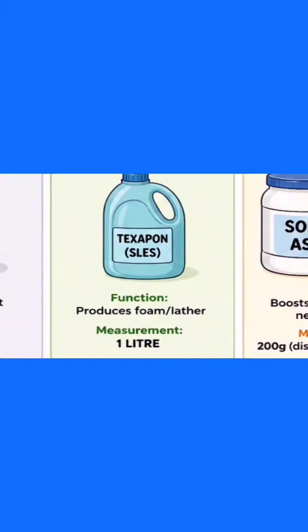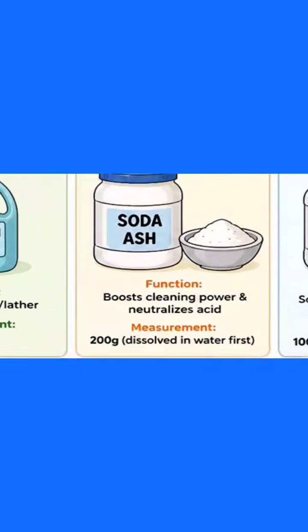Then number two is the Texapon, which is also called the SLS. Texapon produces foam and lather. It is what helps the soap to lather well. So when you see a soap that lathers really well, it's as a result of the Texapon that we are using, 1 liter.